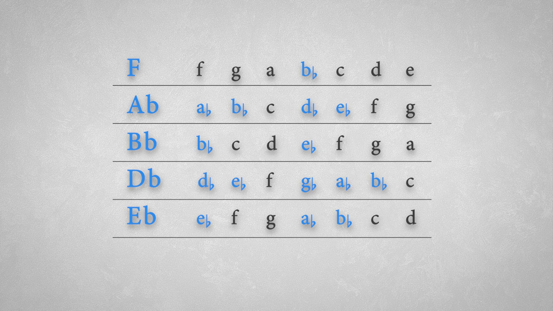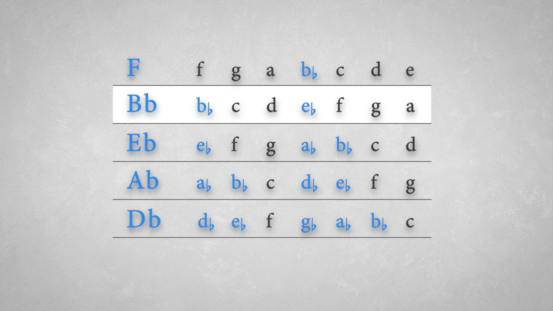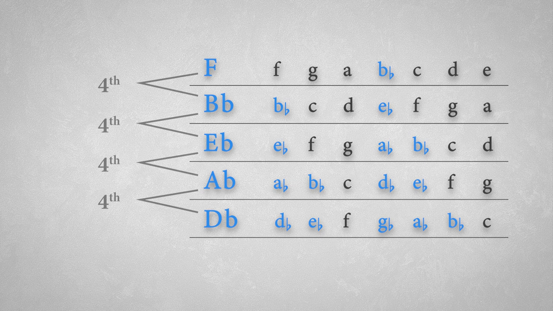Great! Let's look at the list of scales that have flattened notes. We're going to order them based on the amount of flattened notes. We end up with this list: F major with one flat, B flat major with two flats, E flat major with three flats, A flat major with four flats, and D flat major with five flats. Now, you won't believe it, but there's a system here too. The root notes of the keys with flattened notes are a perfect fourth interval from each other.